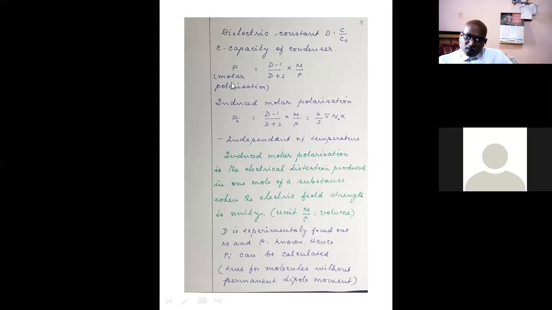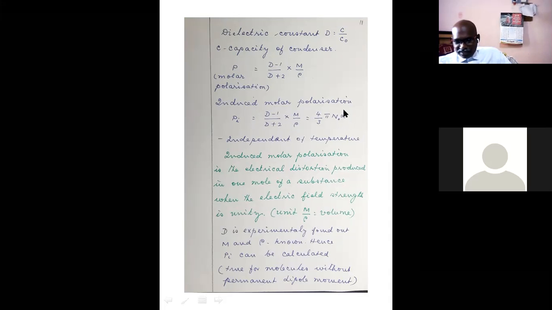So the molar polarization P, according to the Clausius-Mosotti equation, is equal to D minus 1 by D plus 2 into M divided by rho. The induced molar polarization is also the same. Only thing is, here the external electric field is generated. Only in the presence of the external electric field is the molecule getting polarized.